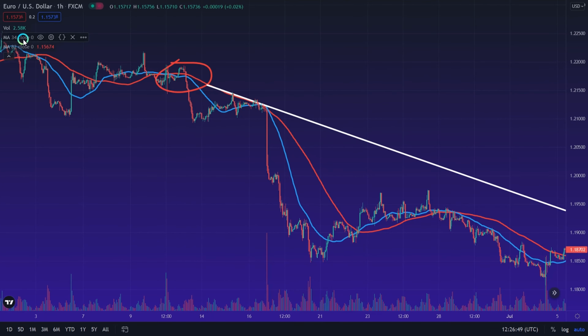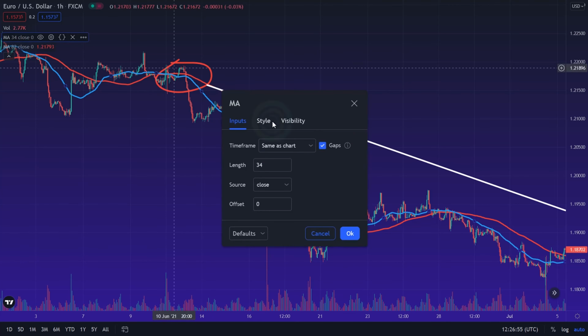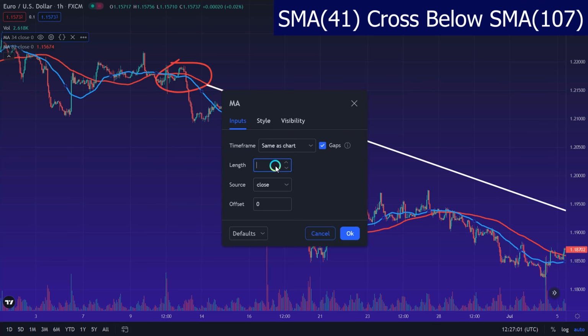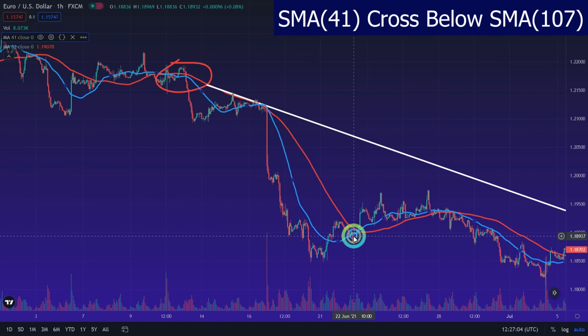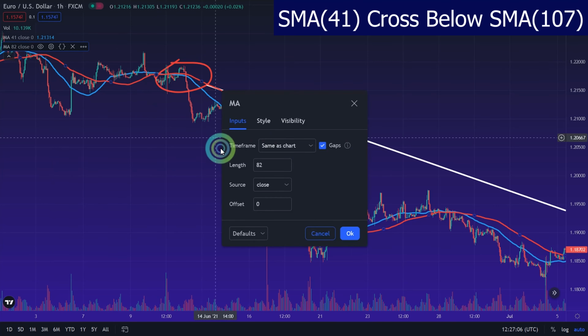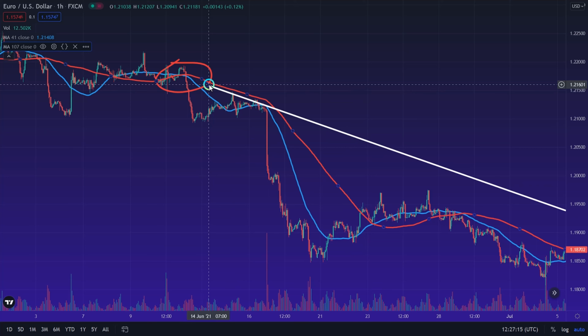Let's see our second condition. Now our second condition will be a crossover, and basically we will need 2 other moving averages. The first is a 41 period simple moving average, and the second is a 107 simple moving average. Now we will take this trade if the first condition met the second condition at the same time. So we already saw that the first condition is great. We can check it. It's okay. We can take this trade based on the first condition.